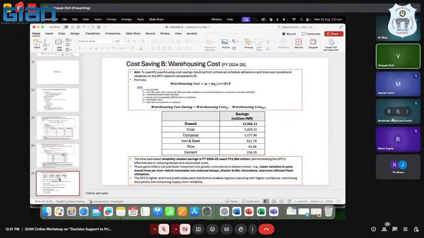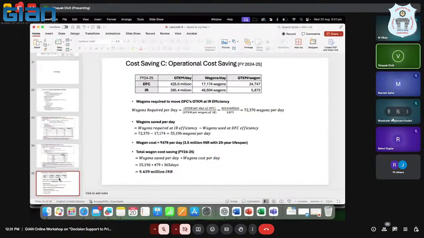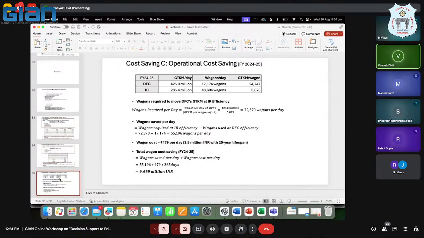Right. So the second part is you also have an operational cost saving, right? The operational cost saving deals with how many fewer wagons you would need if you were delivering things faster. Because you have to provide it at a certain rate, I'll try to explain to you.